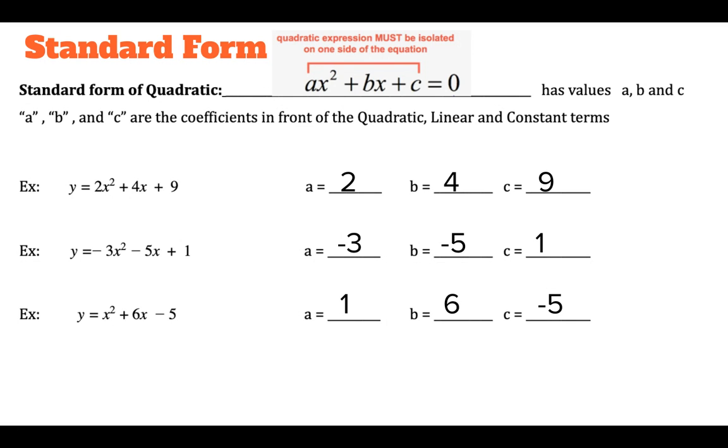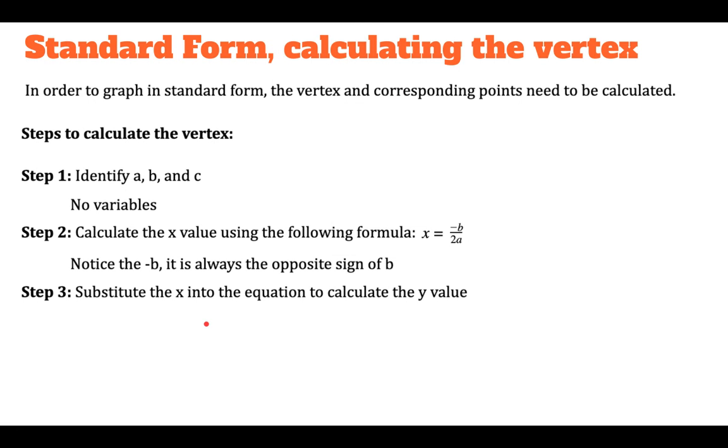So how do you graph with standard form? The first thing you have to do is calculate the vertex. So you're going to have to do a little bit of math here. First step, you identify the a, b, and c. No variables, okay? Then you use this formula. And this formula actually finds the axis of symmetry. And it's x = -b/(2a), the opposite of b over 2a.